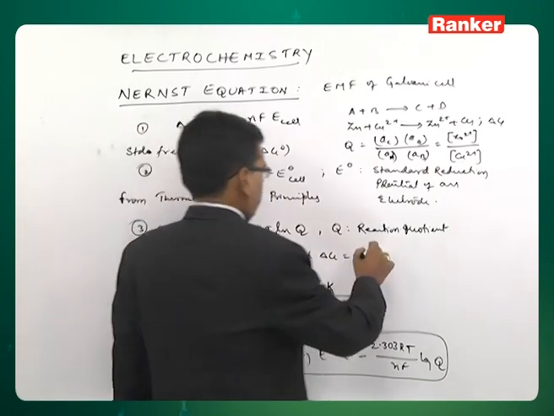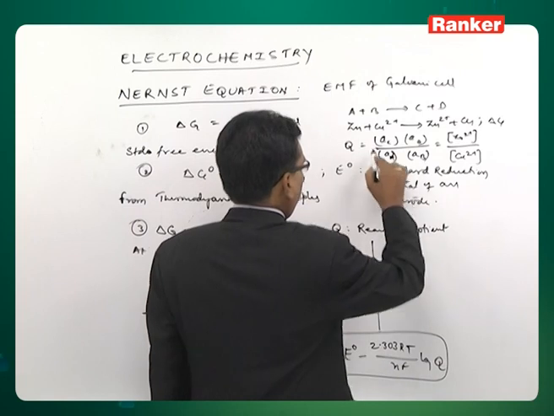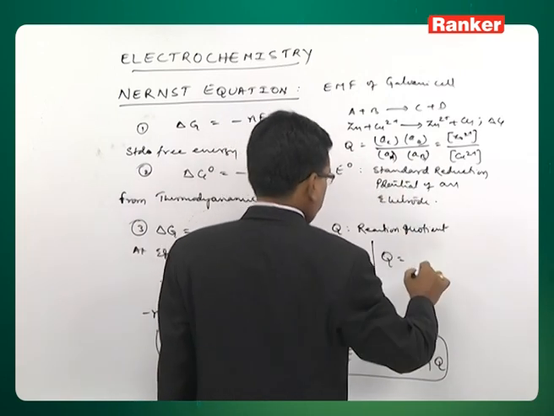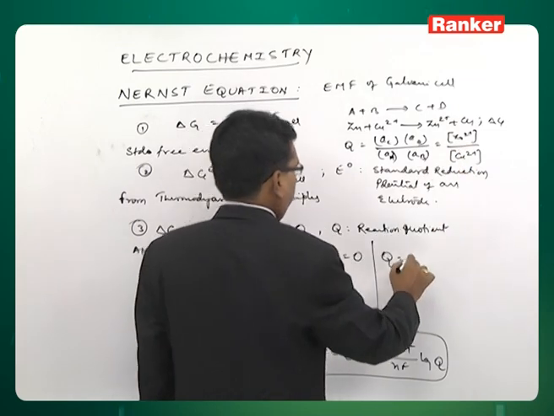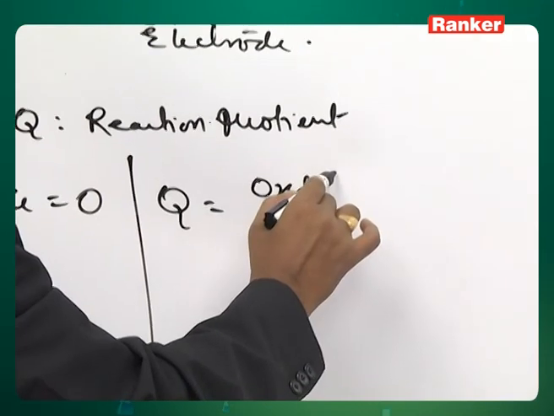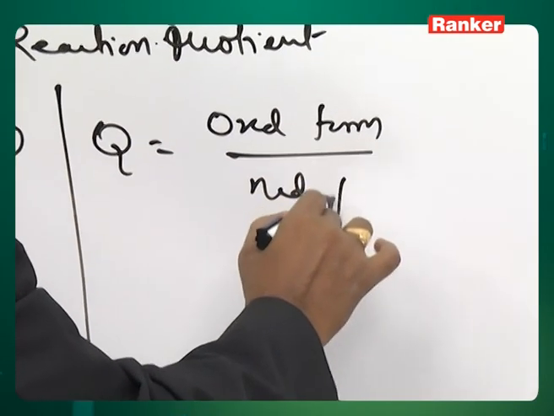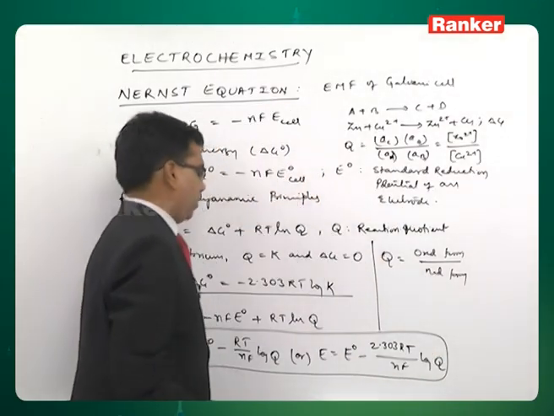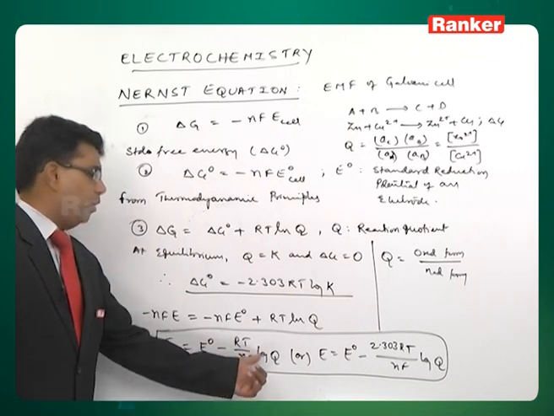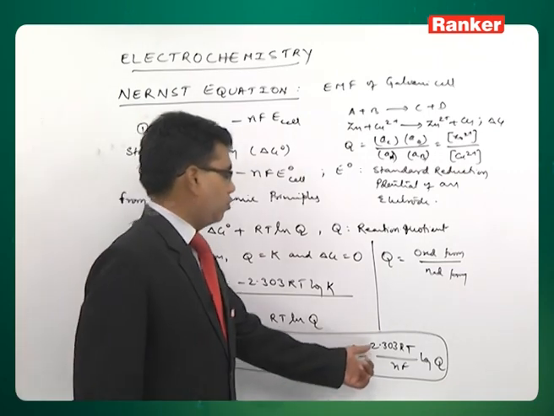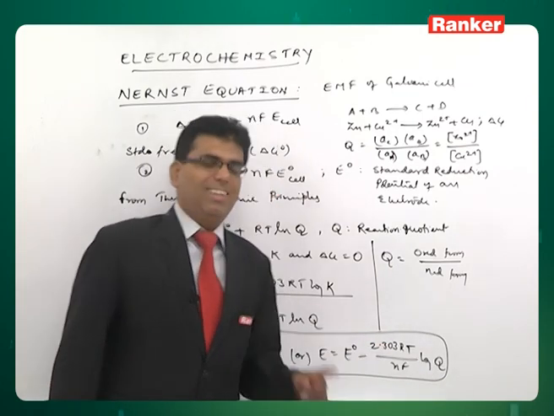So, this Q is the active mass. Q is as we have written; in this case you can also write it as the oxidized form by the reduced form. This is another way of writing it. So, finally, E is equal to E naught minus RT by NF log Q, or E is equal to E naught minus 2.303 RT by NF log Q is what we call the Nernst equation.